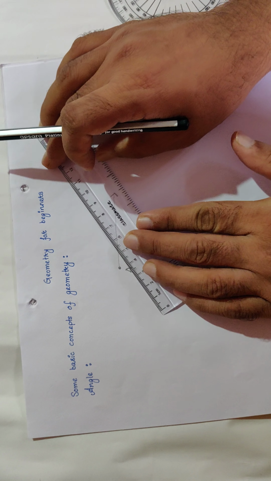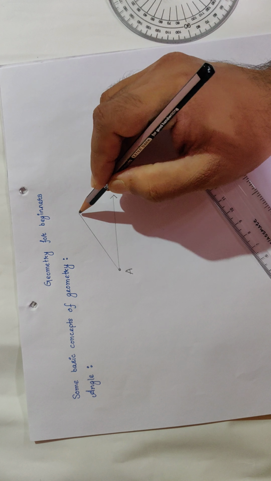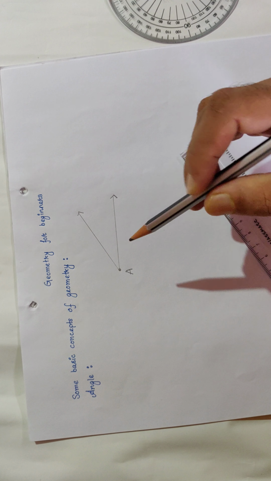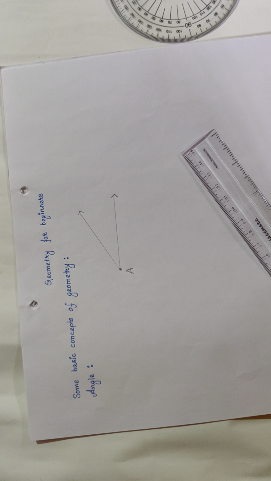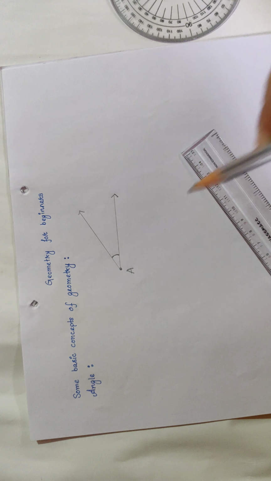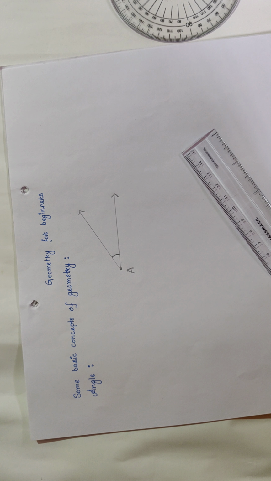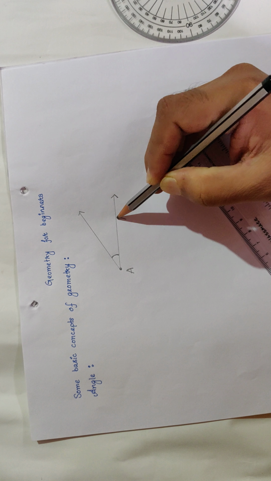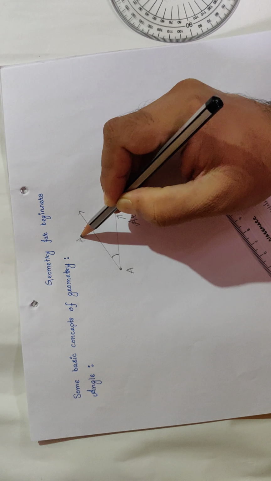Now at the same point let us draw another such ray. Suppose this. Both the rays now have a common point A. Both the rays start from a common point A. So at the point A, an angle is formed. This is called an angle. This gap between the two rays is the measurement of an angle. These two rays are called the arms of the angle.